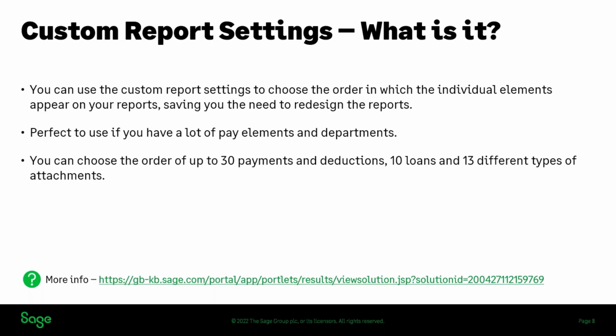So if you've got a number of different pay elements for a number of different reasons, as well as different departments, then these are ideal to set up. Now you can choose the order of up to 30 payments and deductions, 10 loans, and 13 different types of attachments. So you'll see that in a moment. So you've got a maximum of up to 30. So there's quite a lot there.